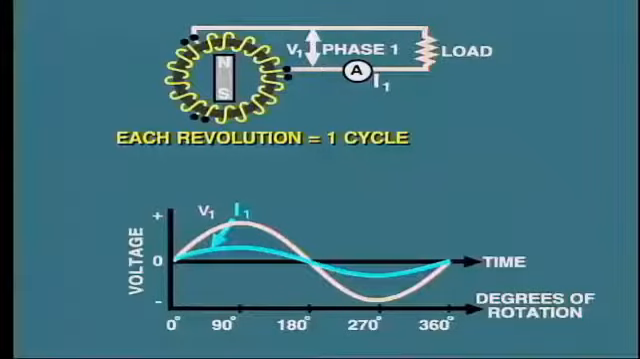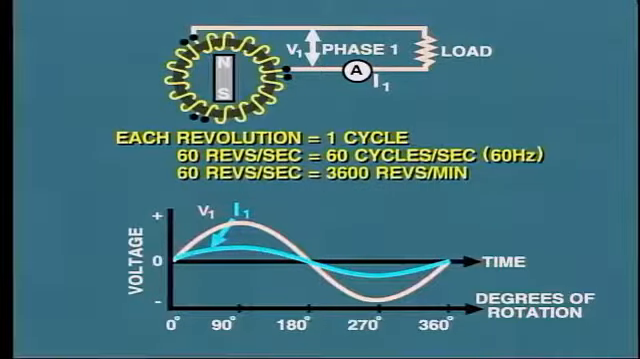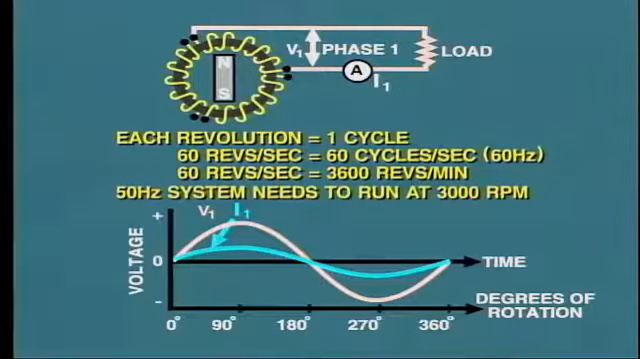You can see that for each revolution of the magnet we have one cycle. So if the rotor is spinning at, say, 60 revolutions per second, then we will generate 60 cycles per second. You recognize this, of course, as frequency, usually stated as 60 hertz. 60 revolutions per second is equal to 3,600 revolutions per minute. And I am sure we are all familiar with that number. By contrast, a two-pole machine on a 50 hertz system, as used in Europe, needs to run at 3,000 RPM.